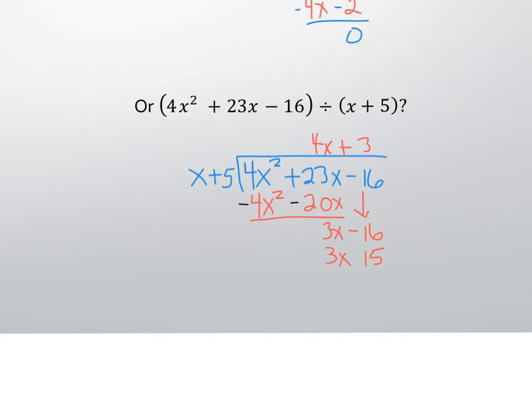Remember, you have to change the signs of the bottom expression. So the 3x's cancel, and we have negative 31. Okay, just like we did with our numeric example, our answer is going to be 4x plus 3. But remember, we have a mixed number-ish. So our numerator, negative 31, over what we're dividing by, x plus 5, is our answer.